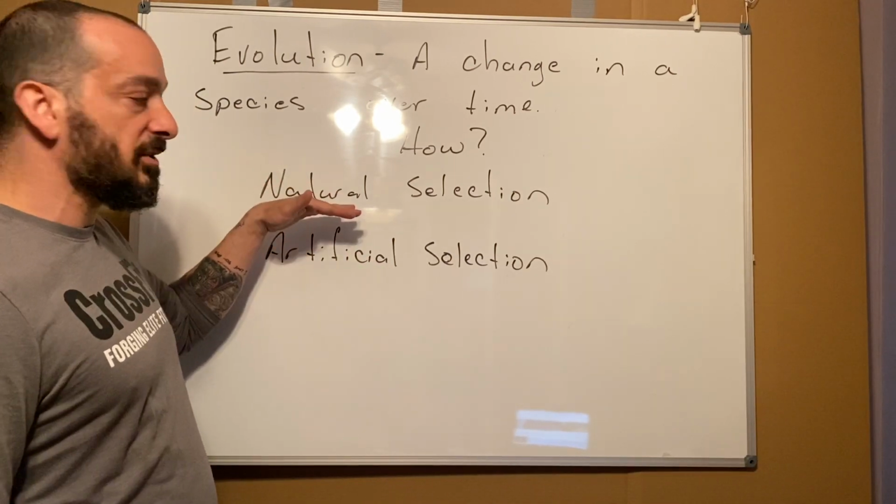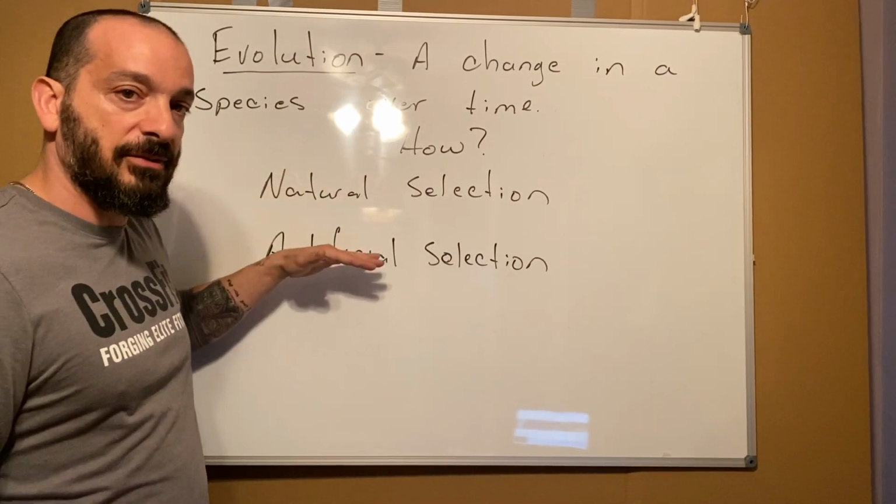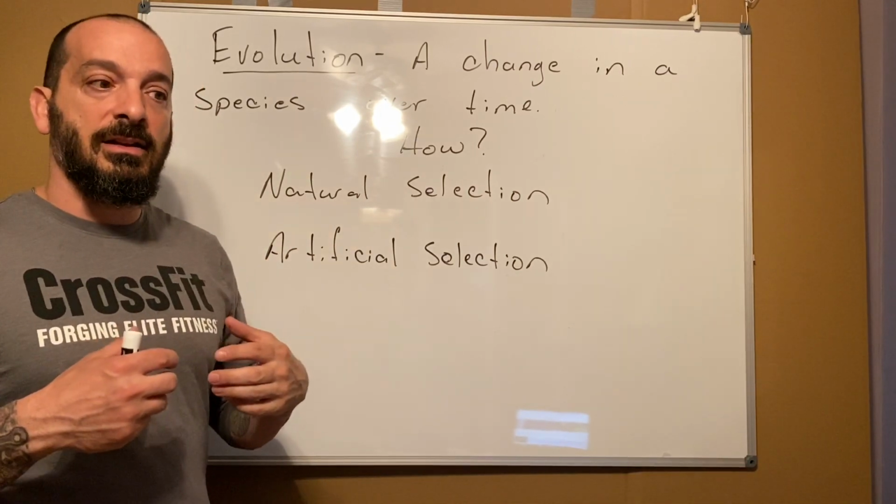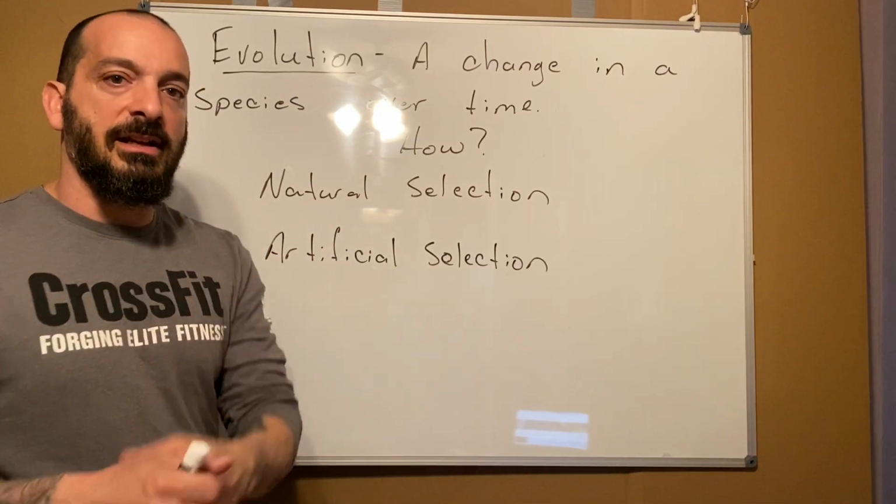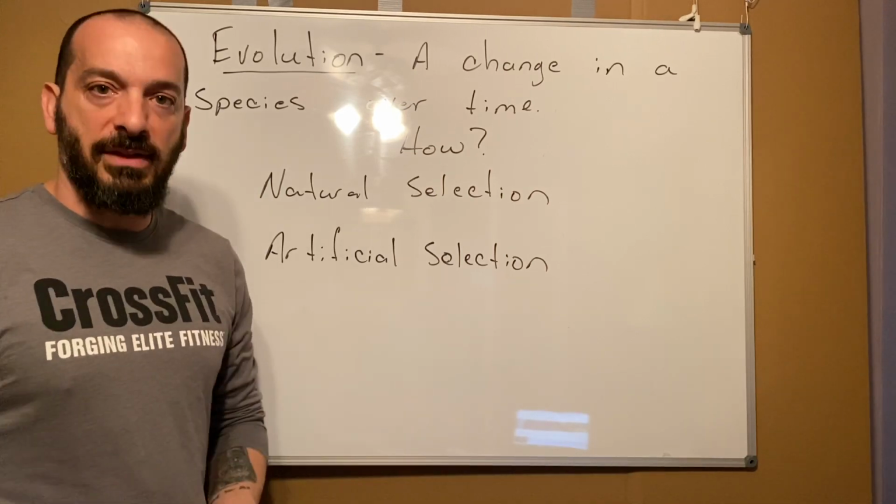So there's natural selection, which comes from a mutation. There's artificial selection, which is something that we select for and breed to get more of that trait, okay?